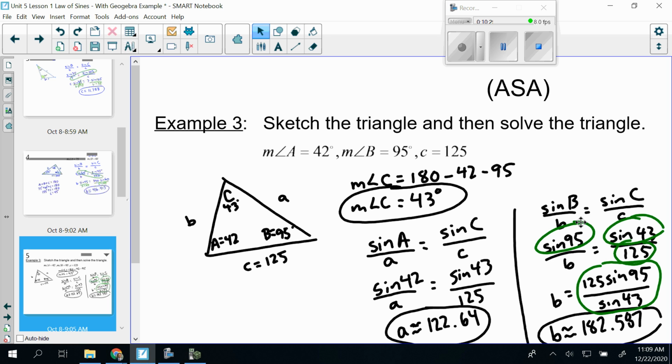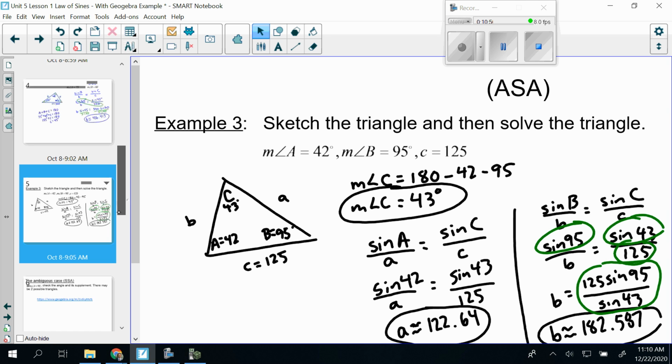Just as a check, when you're doing these too, remember the biggest side should be across from the biggest angle. Our biggest angle here is angle B, so that should be the largest side, and it is. 182 is the biggest length we got. The smallest side should be across from the smallest angle. Angle A is our smallest angle, and you can see side C is smaller than side B, so it looks like we did a pretty good job there.